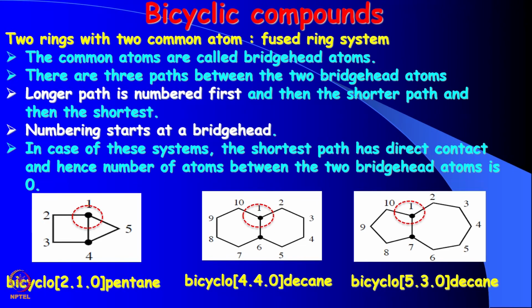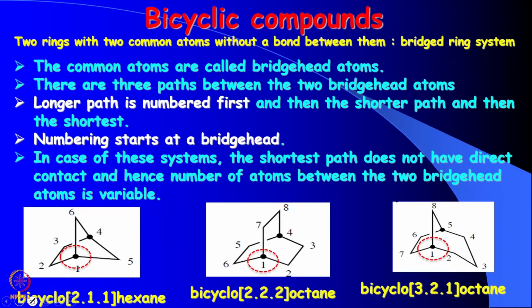Similarly, the last one that you have here is numbered as 1, 2, 3, 4, 5, 6, 7. So, the largest ring is numbered first, and then goes on the other side 8, 9, 10. So, it is written as bicyclo[5.3.0]decane, and these numbers: 5 is the number of atoms in the largest ring, then the number of atoms in the smaller ring, and 0 indicates that these 2 atoms are bonded together.